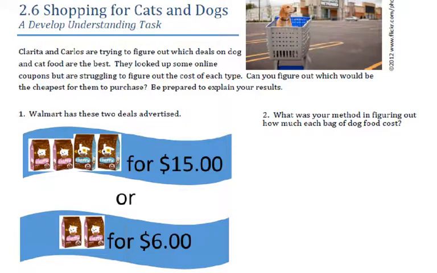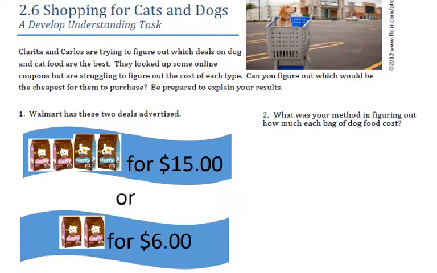Alright, Module 2.6, Shopping for Cats and Dogs. Develop understanding task. So we are just trying to get some ideas going about what's happening here. Clarita and Carlos are trying to figure out which deals on dog and cat food are the best. They looked up some online coupons but are struggling to figure out the cost of each type. Can you figure out which would be the cheapest for them to purchase? Be prepared to explain your results.